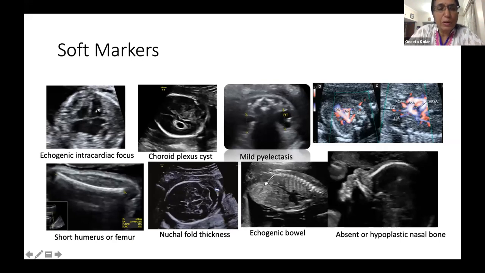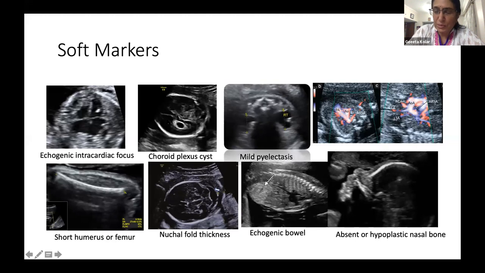First, this is a golf ball or an intracardiac echogenic focus. This is the cross section of the thorax. This is the four chamber view. This is the left atrium, left ventricle. You find a small, bright echogenic spot, which is called an intracardiac echogenic focus. This is absolutely of no significance. There are no associated cardiac abnormalities. So if a woman has had a good first trimester screening and I find this on a second trimester screening, I ignore it. Again, choroid plexus cyst, we mentioned it's of no associated importance if I find no structural abnormality.